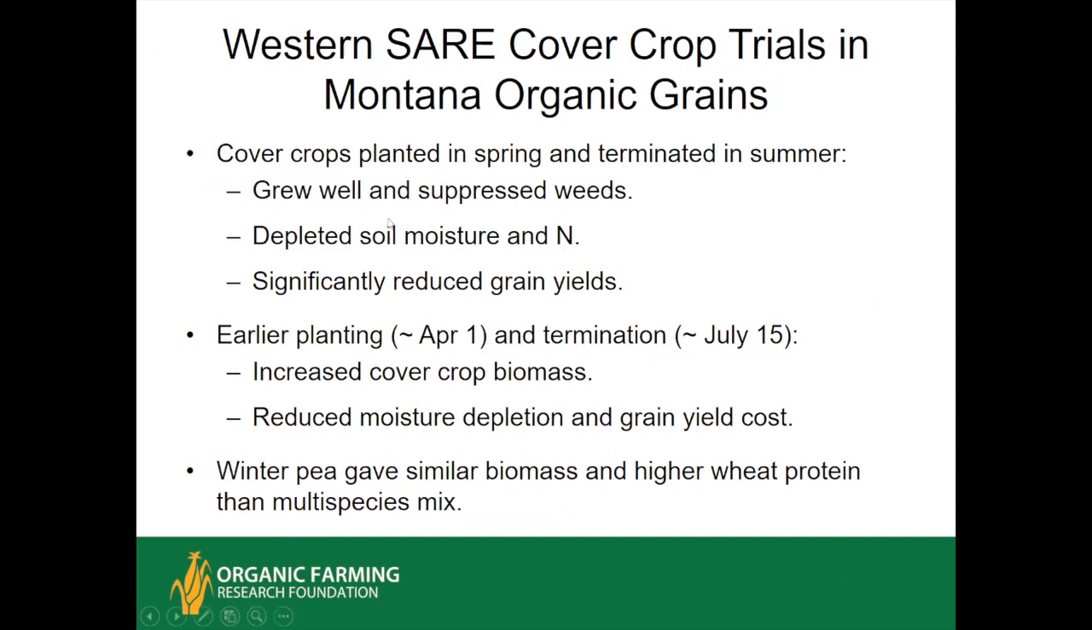Now, they went to an earlier planting. This is some on-farm trials, and then in the field station trials, they planted a little early and terminated a little earlier. And that actually increased the cover crop biomass. And it also reduced the moisture depletion and grain yield costs. And the interesting thing about the winter pea versus the multi-species mix, most of these are very highly diverse mixes, but they did winter pea by itself, and it performed similarly and actually supported higher grain protein production.